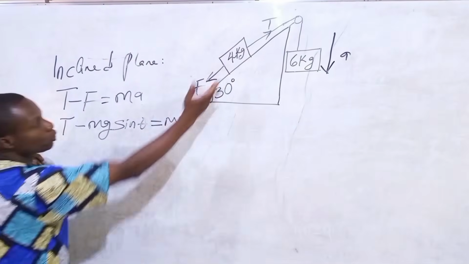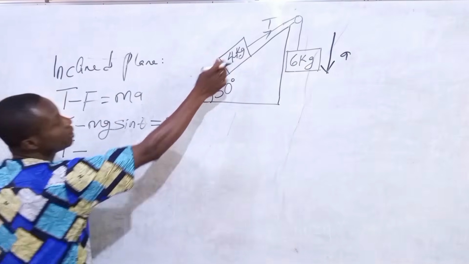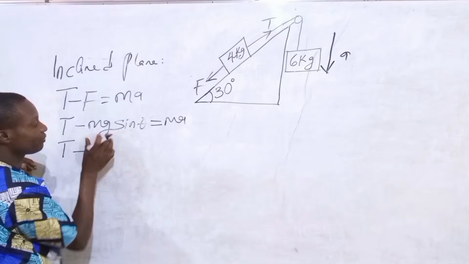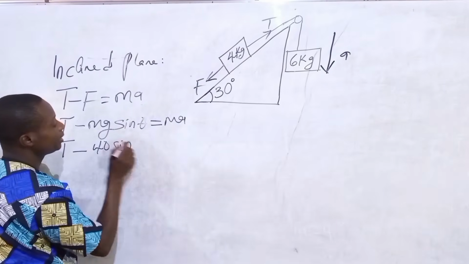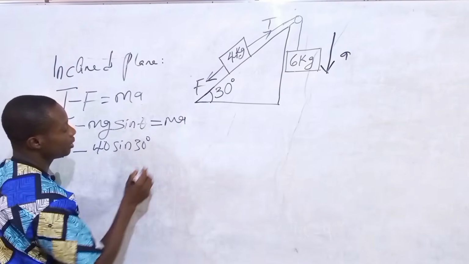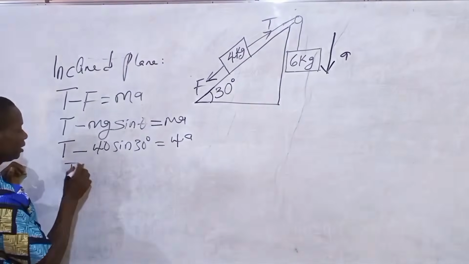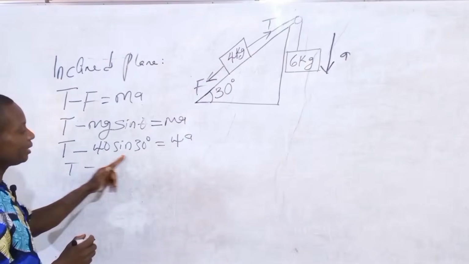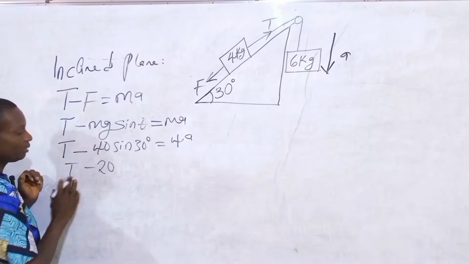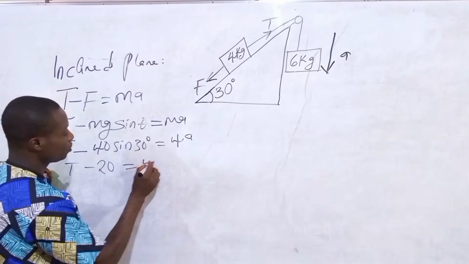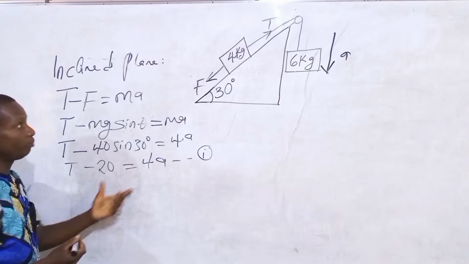We cannot substitute based on what we have here. So we have T minus mg. M is 4, then g is 10. That is 40. That gives us 40 sine 30 degrees, and that equals 4 times A. T minus 40 sine 30, and sine 30 is half. So half of 40 is 20. Which means we have T minus 20 equals 4A. This is equation 1 from the inclined plane.